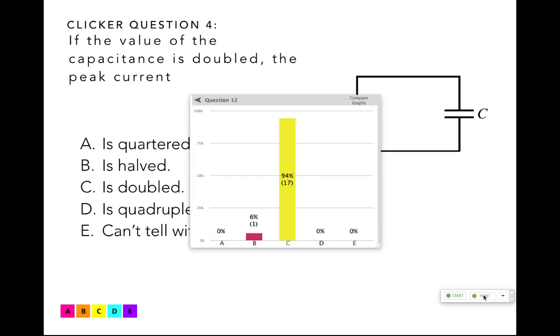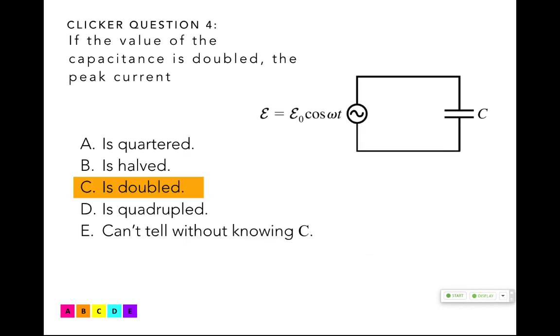So, if you halve the reactance, what happens to the current? It's doubled. Okay. So if you halve your reactance, you double your current. In order for the voltage to stay the same, if this goes down by half, this has to go up by 2. So that's what that looks like.